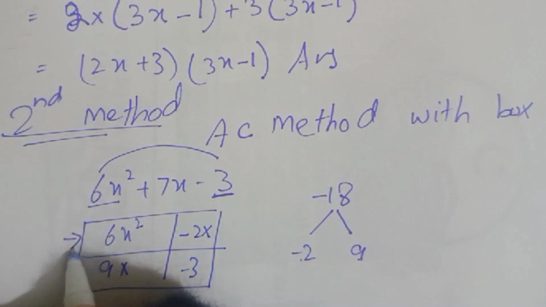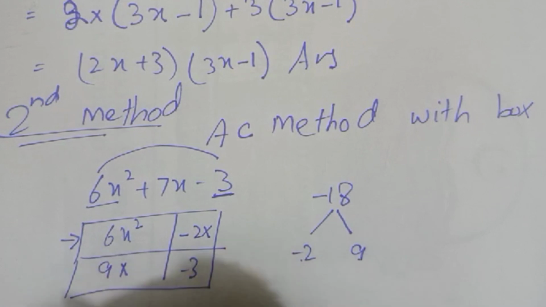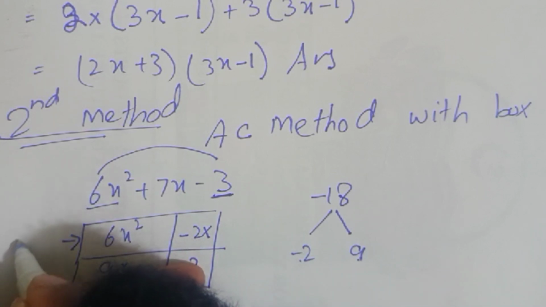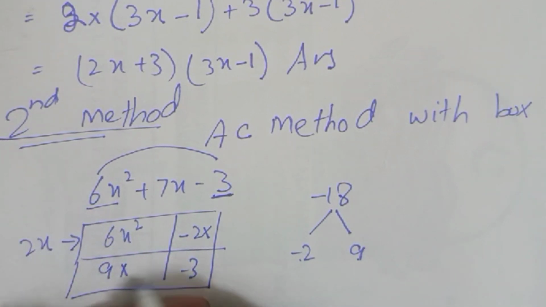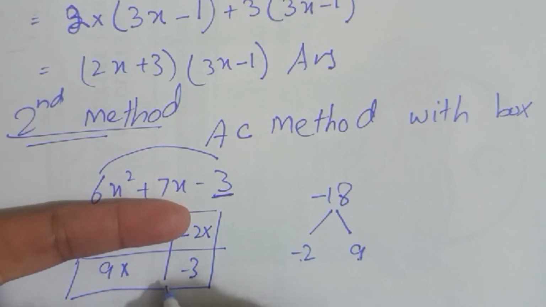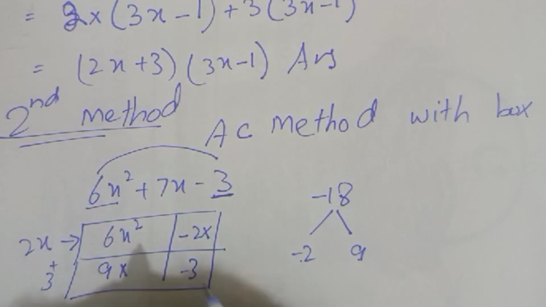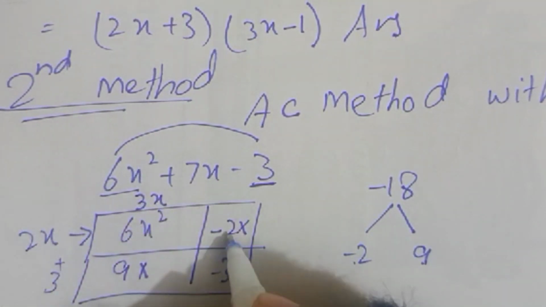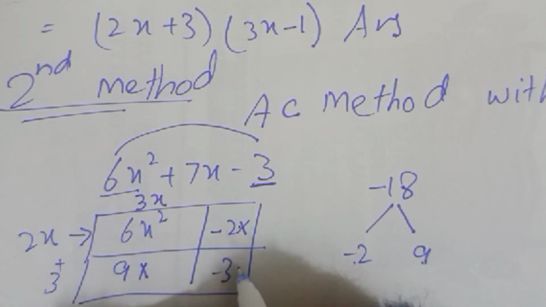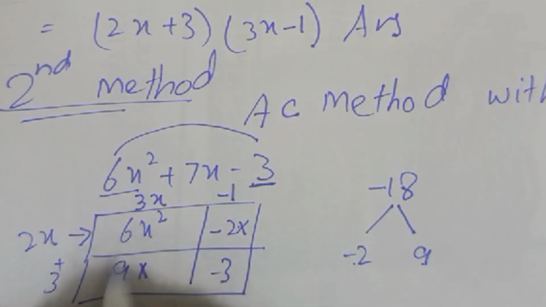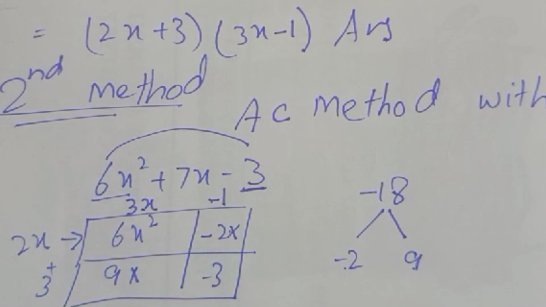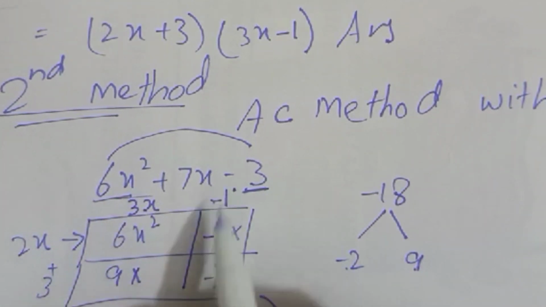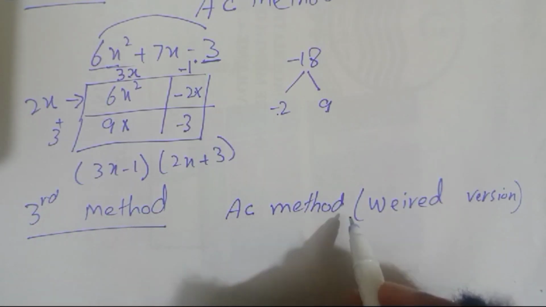Now look at just this first row. The common factor of 6x squared and minus 2x is 2x. Now look at the second row. This is 9x and minus 3, so the common factor is plus 3. Now look at the first column. The common factor of 6x squared and 9x is 3x. And now look at the second column. The common factor of this is minus 1. So we write 3x minus 1, and 2x plus 3, and these are the factors of our required question.